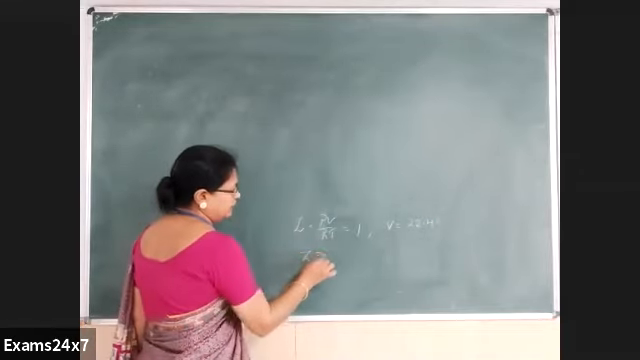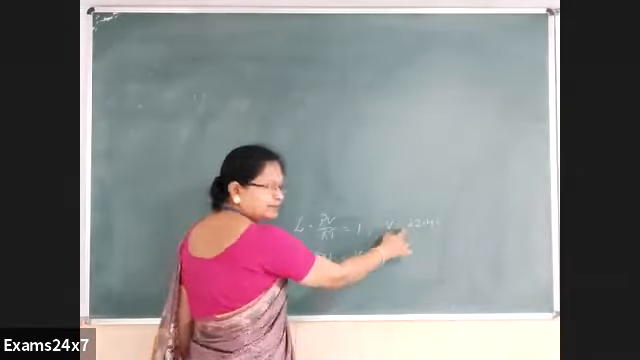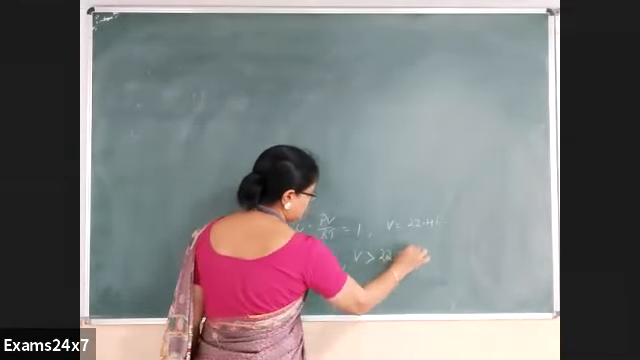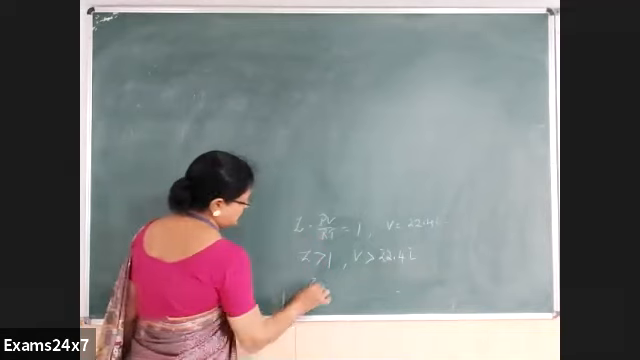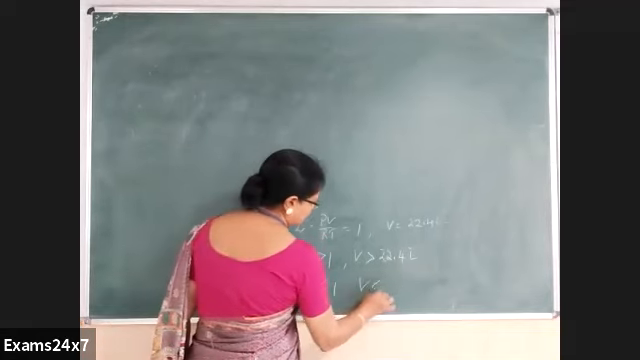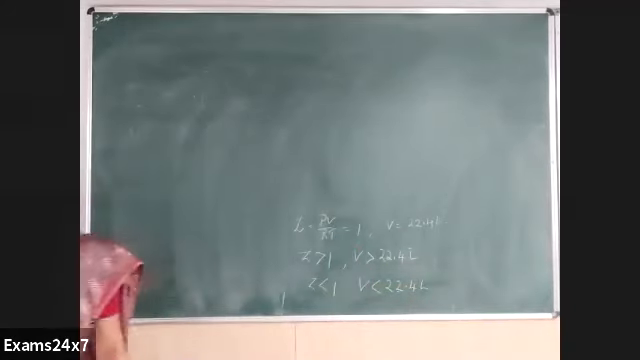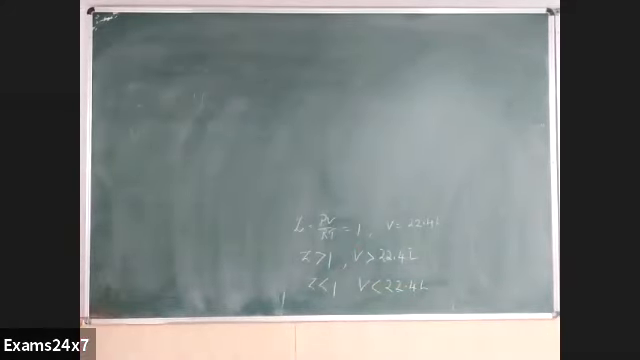If Z is greater than 1, then V will be greater than this value, greater than 22.4 liters. If Z is less than 1, then V will be less than 22.4 liters. Hence, what should be the option here? That is B.